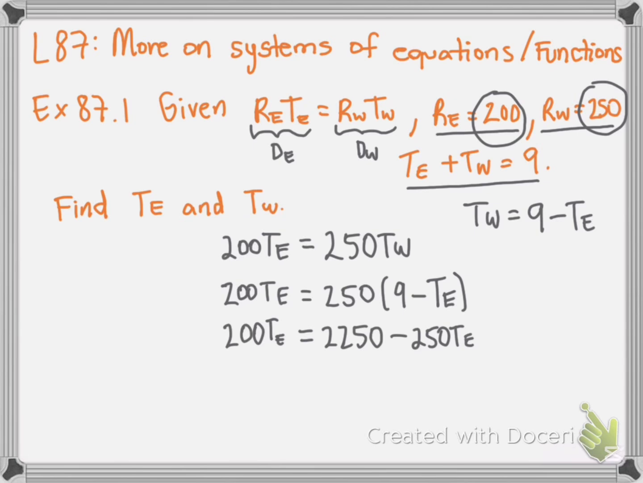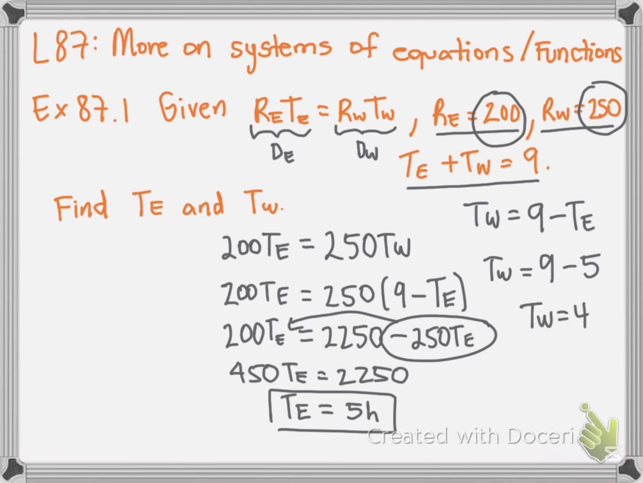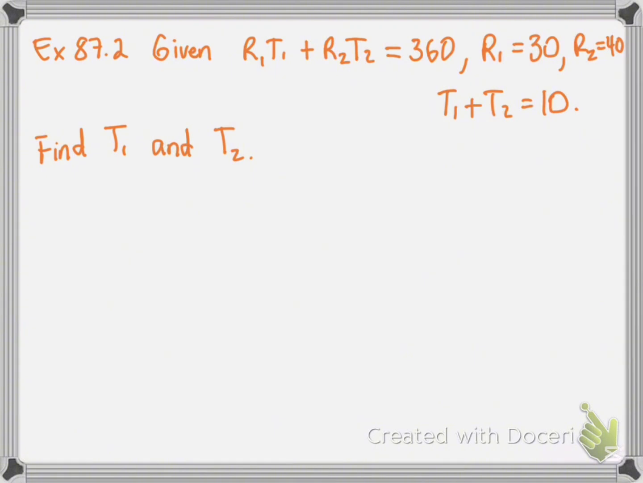Then I'll pass that negative to the other side to add. 450 TE equals 2,250. And if we divide that, then we get that TE equals 5 hours. Once we find that time, then we can go to the other one that is in terms of the TE, or the time of Esteban, and then just substitute and find the answer. So 9 minus 5 is 4. And that's the answer.